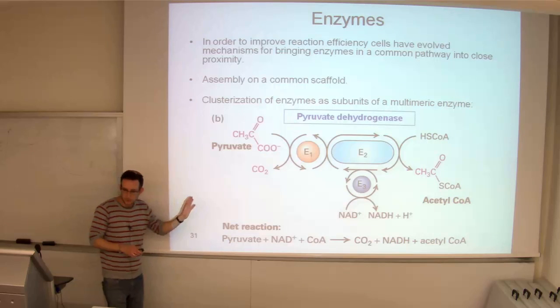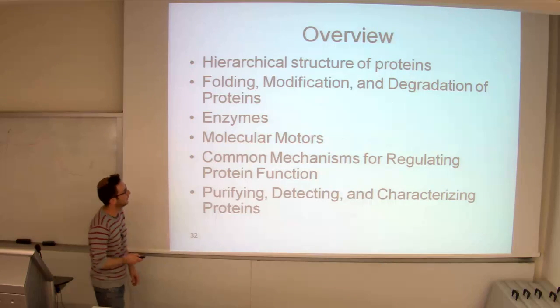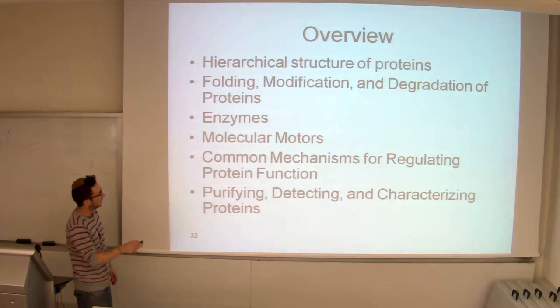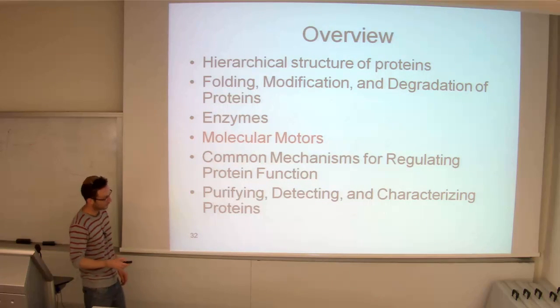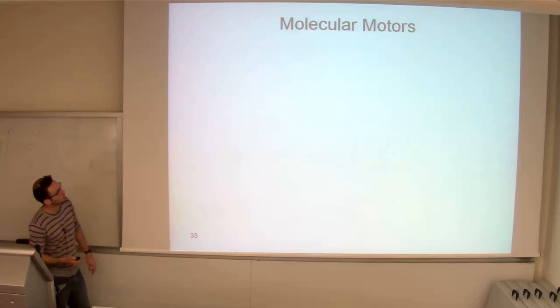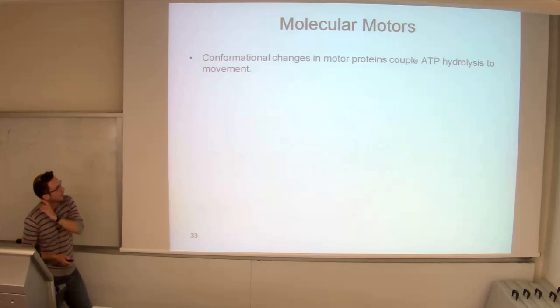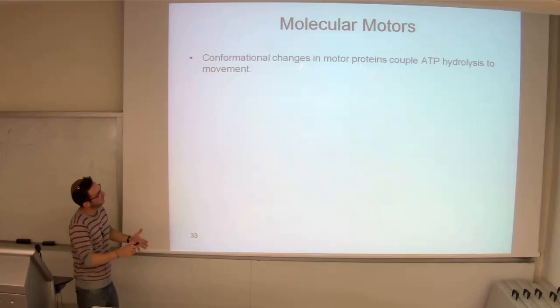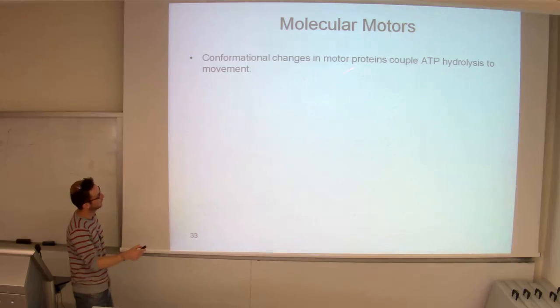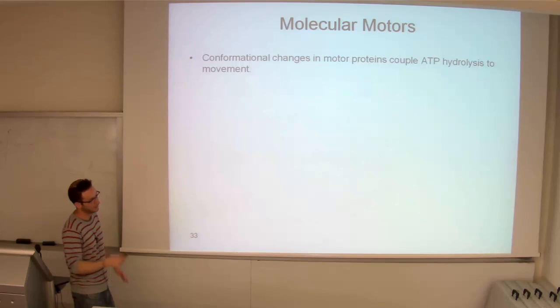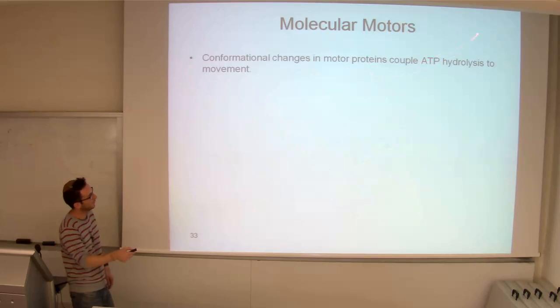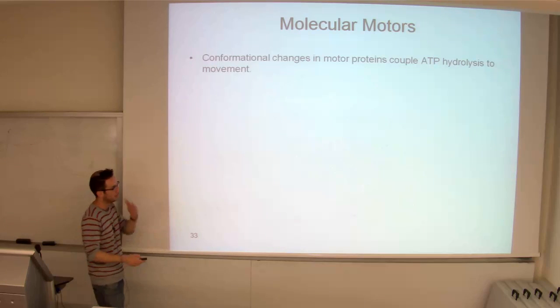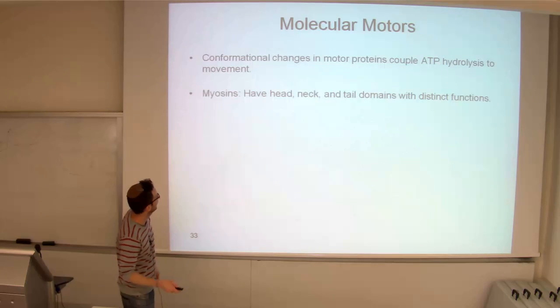Right, so that's a feature you'll find in the cell for several enzymatic processes. Now let's introduce molecular motors. Again, these are the proteins that are responsible for cellular motility. And it's again conformational changes, not surprisingly, in motor proteins that enable movement by coupling with ATP hydrolysis. We will see ATP hydrolysis in the next slide.